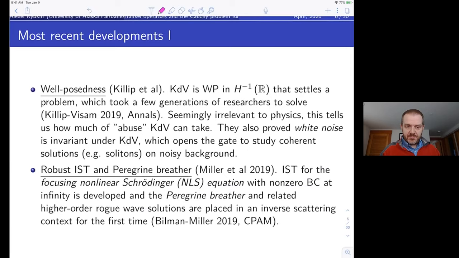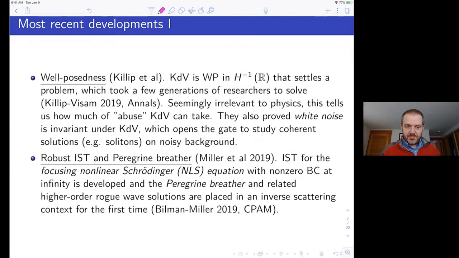And here I put a few recent accomplishments, not in a specific order, perhaps. Regarding well-posedness of the KdV equation, it was recently proven by Rowan Killip and Monica Visan, I think she was one of the speakers in the seminar, that KdV is well-posed in H^-1, in Sobolev space H^-1, and it's the best possible result. You can't do better than this.